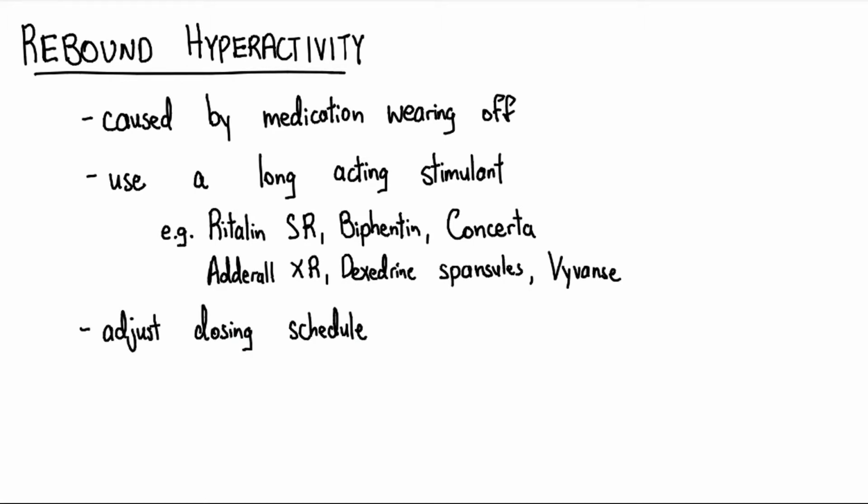Adjusting the dosing times of the medication so that the effects do not wear off during work and school may also be beneficial. Alternatively, if there is still rebound hyperactivity despite being on a long-acting formulation, adding more short-acting doses to supplement the period of time where the medication has worn off may also help prevent rebound hyperactivity.